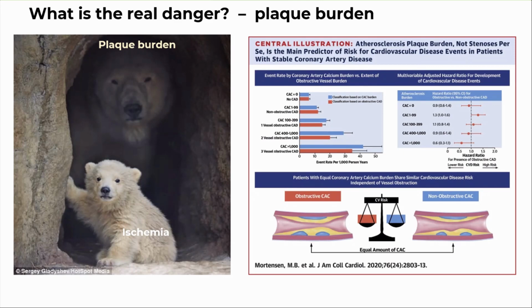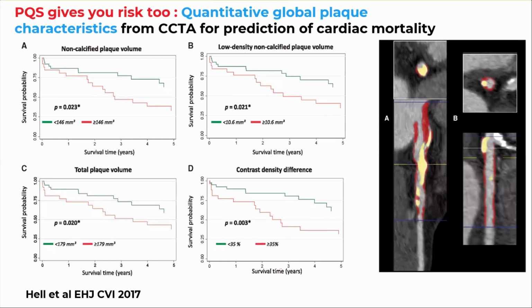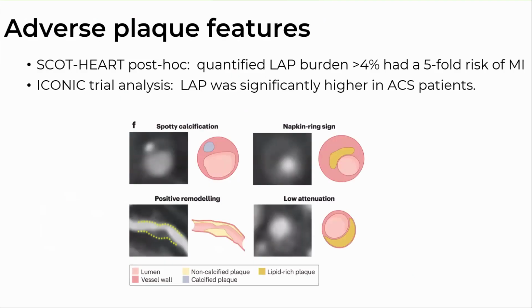So plaque quantitation and plaque quantification softwares clearly make sense and have a lot to offer. And we know that if you do quantify plaque with some of the technologies I've shown you, that plaque volume does predict mortality. There's a separation of these curves based on high levels of plaque volume. And the same is true for all types of plaque volume, whether it's total plaque volume, non-calcified plaque volume, low density non-calcified plaque volume. They all separate out in terms of cardiac mortality. It's quite simple. The more plaque you have, the more at risk you are.